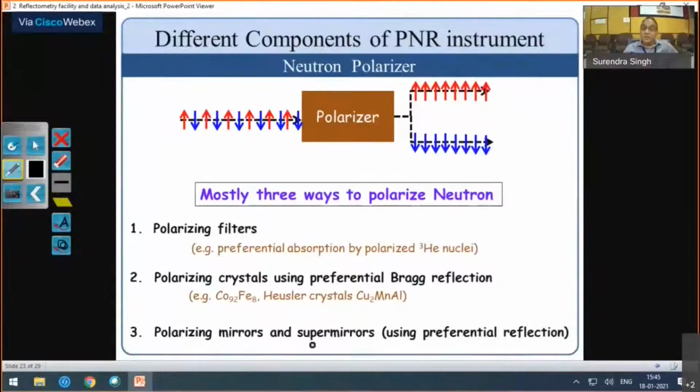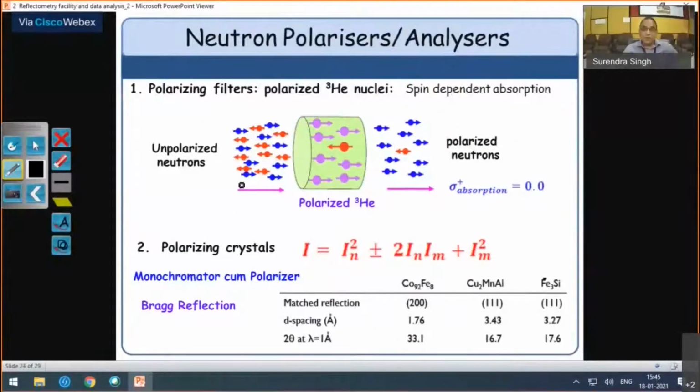Then another is called polarizing mirrors or supermirror. In the helium case, this is the unpolarized neutron beam, and you have polarized helium here. Both are coming, and after this only one of the spins is transmitted through. That's why sometimes we call this the helium 3 filter. Because absorption for spin up neutron is 0, they will transmit, and the spin down neutron will be absorbed. This is the basic principle. Though it is a very involved job to get the polarized nuclei of helium itself.